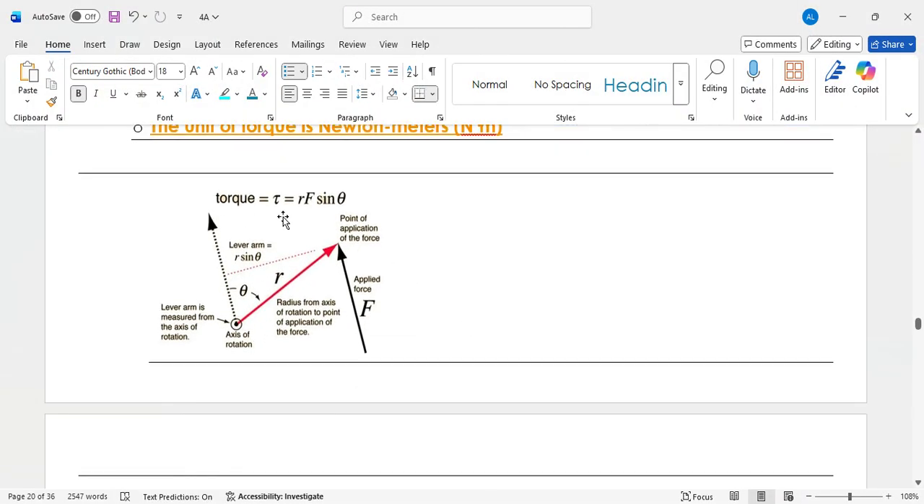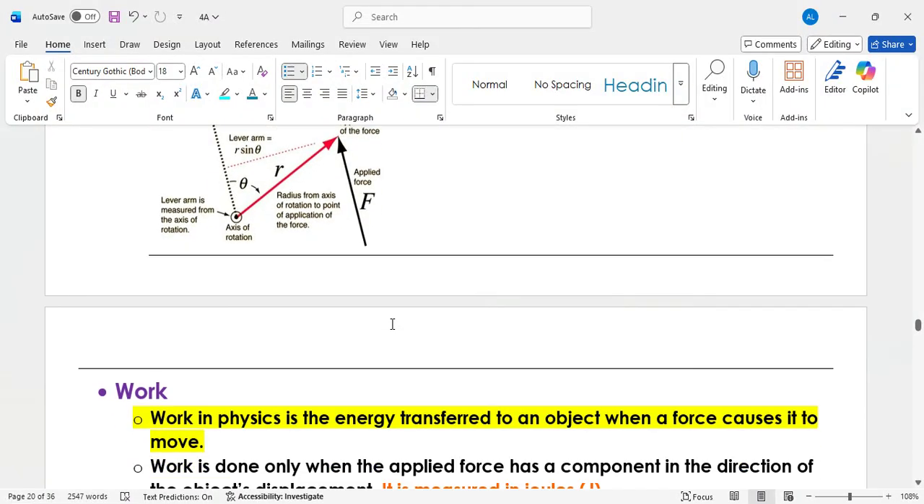So for example, torque equals tau, that's what they call it, equals R F sine theta, right? So lever arm is measured from the axis of rotation. This is the axis of rotation, all right? Now here we see R, that is the radius from the axis of rotation to the point of application of the force. This is the applied force, the point of application of the force. This is the radius. This is the lever arm measured from the axis of rotation. So the lever arm equals R sine theta. This is the angle theta. So this is the R sine theta. This is the R, and this is the applied force.